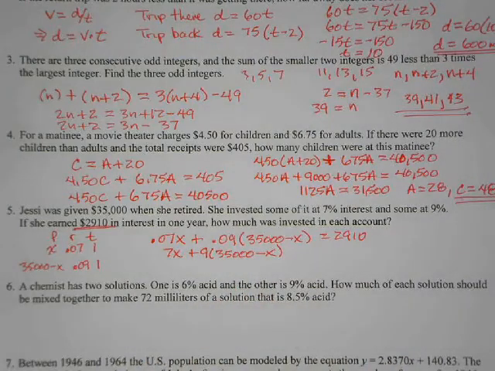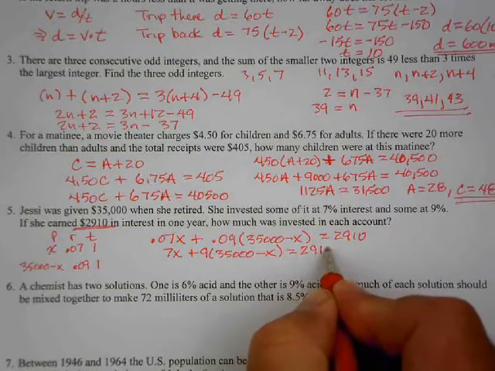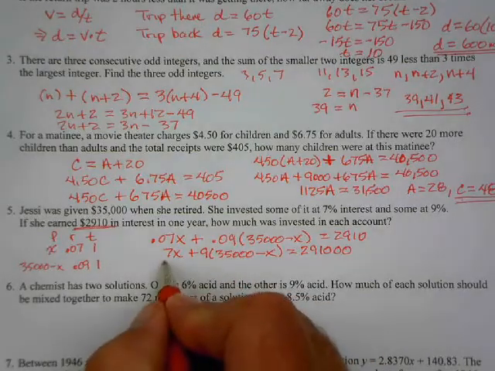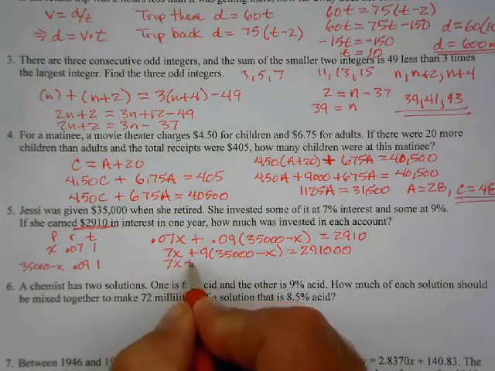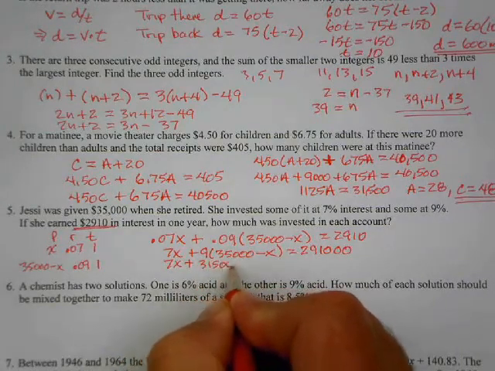And just add 2 more zeros. That's the nice thing about multiplying by 100. All I need to do really is think in terms of zeros. Okay, now distribute: 7x plus 315,000 minus 9x equals 291,000.